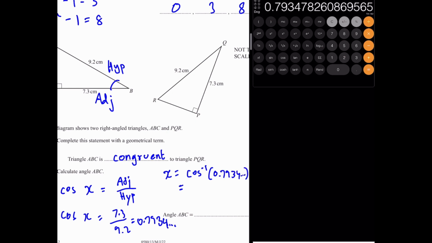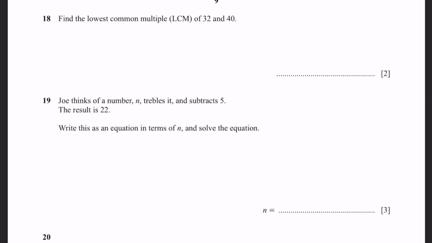And now when we do the trigonometric function, we get 37.488 degrees. That's the answer. Question 18.